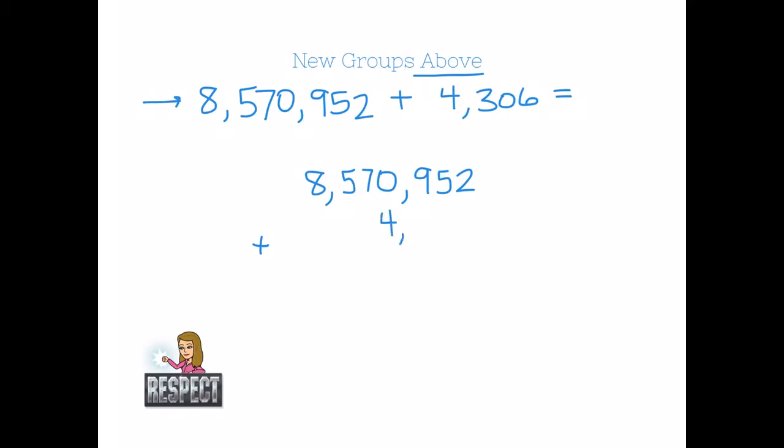1,000 place. 306. Again, making sure my ones places, my tens places, hundreds, and then thousand place line up. And it's as if there's zeros in front here to line up with those other numbers. Feel free to place in those zeros, but you certainly don't need them there.